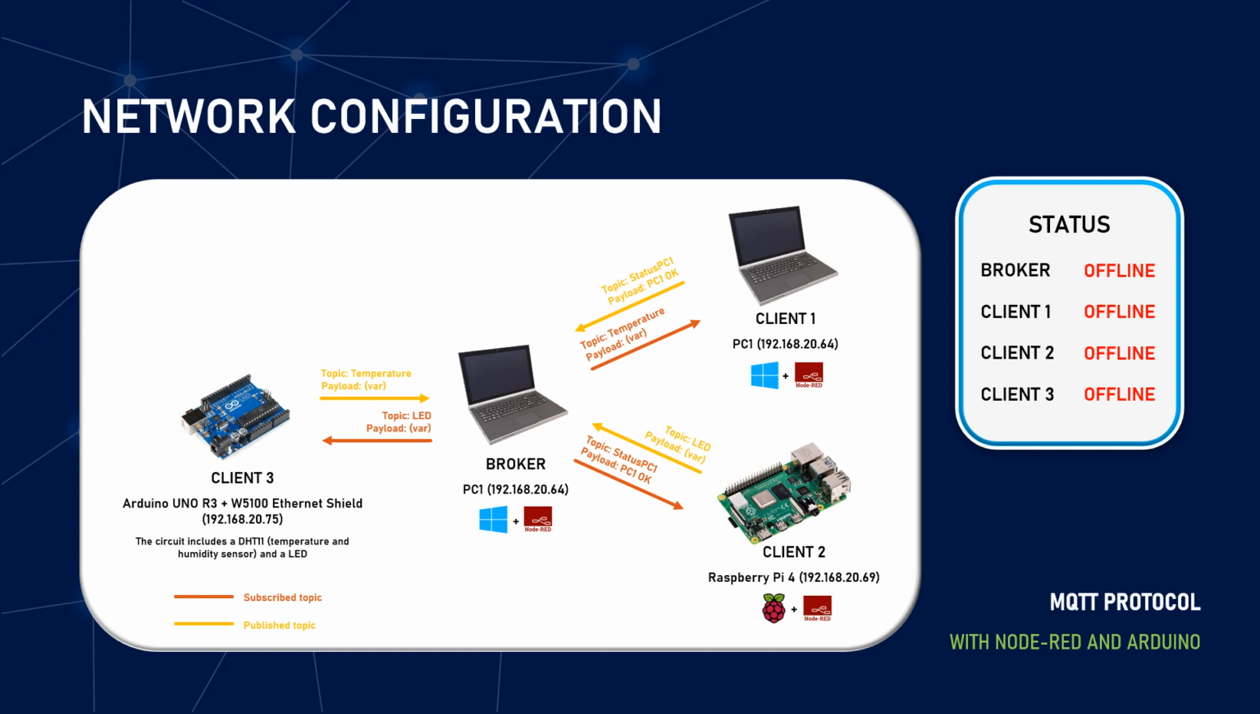The Raspberry Pi is client 2, which subscribes to the status messages from client 1 and can control a LED present in client 3. And client 3, which has the temperature sensor and the LED in its circuit, publishes the ambient temperature and subscribes to the LED trigger from client 2. On the right is the connection status of the several network elements to help you follow the configuration steps. If you need, pause the video here to understand the system carefully.